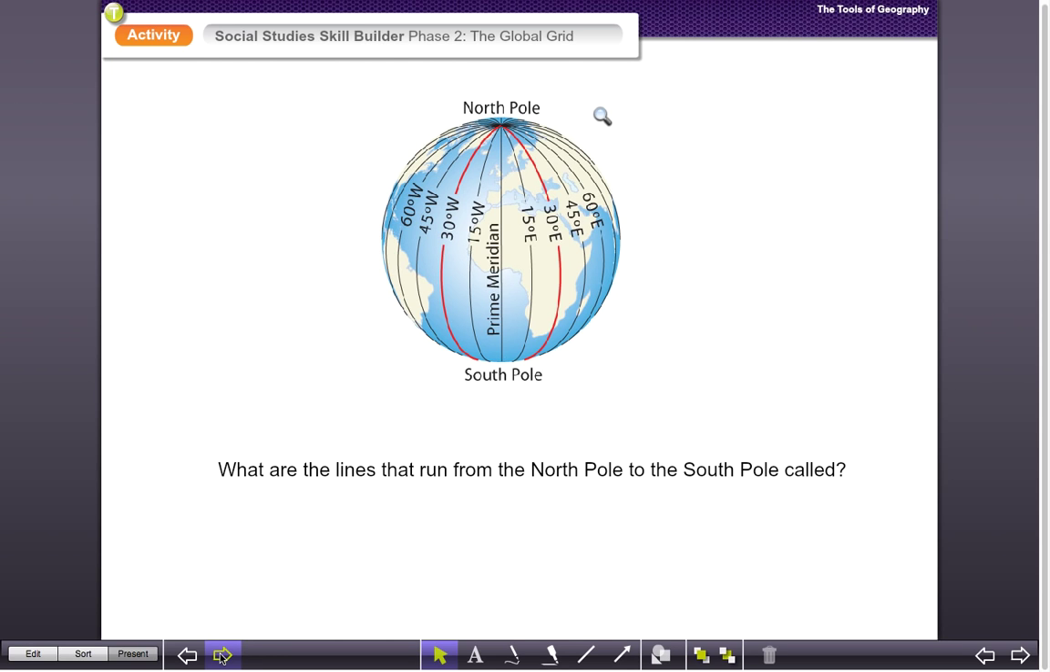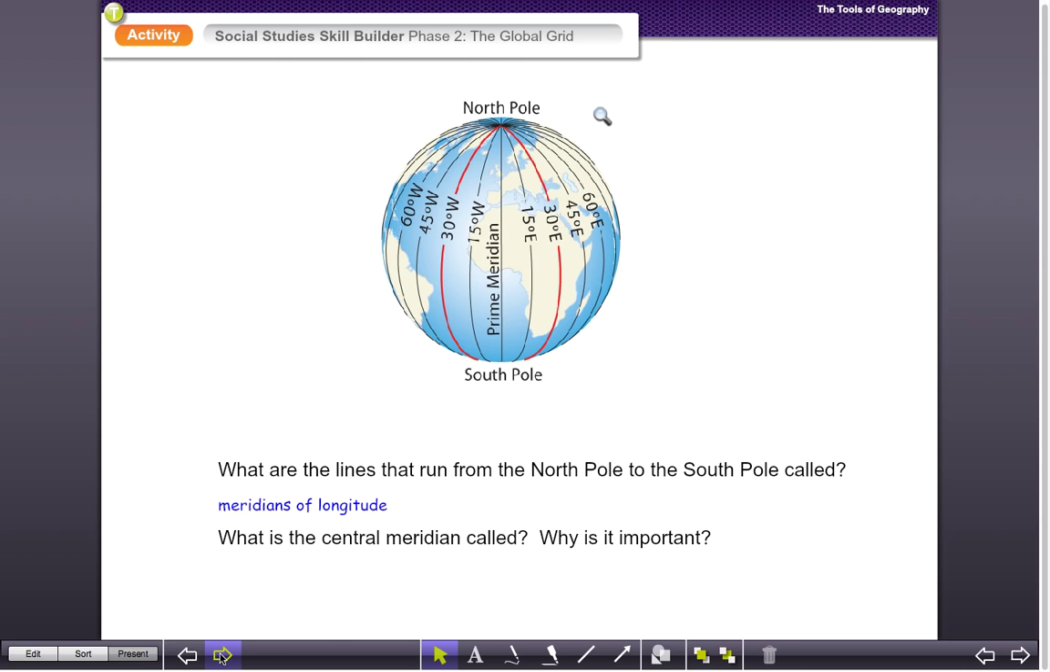So then that brings us to the other part of the global grid. What are the lines that run from the North Pole to the South Pole called? It's these bands that go around the Earth from north to south. These are what we call meridians of longitude. Okay, it kind of looks like longitude. If that helps you remember it, by all means call it that. But these are the lines that stretch from the North Pole to the South Pole.